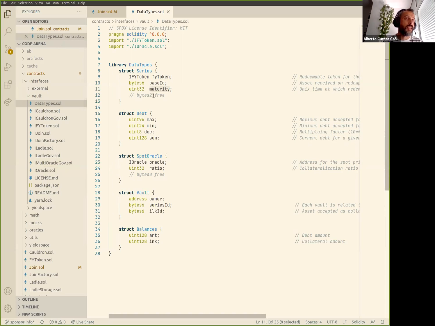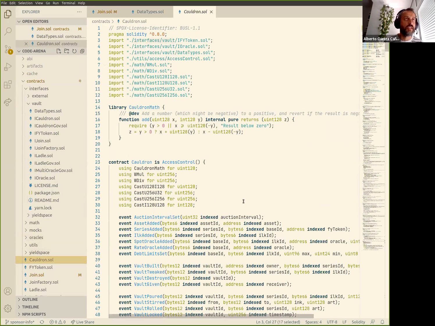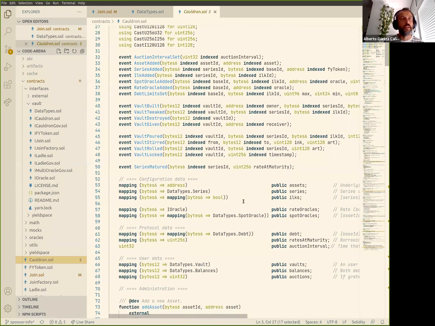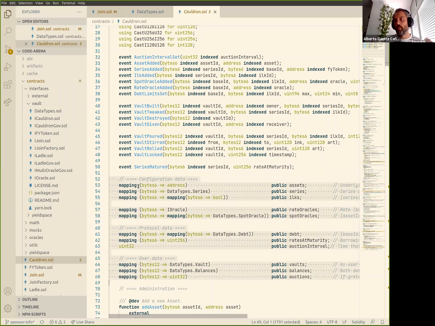And I think all of these are the ones that you will see in Cauldron. Cauldron is the accounting system, and is the one that has plenty of storage included. Okay. So Cauldron records the data of the system. All the other contracts are quite self-contained. The join is self-contained, the FYtoken is self-contained, the Ladle is a router, the liquidation engine just does one thing. This keeps all the data.